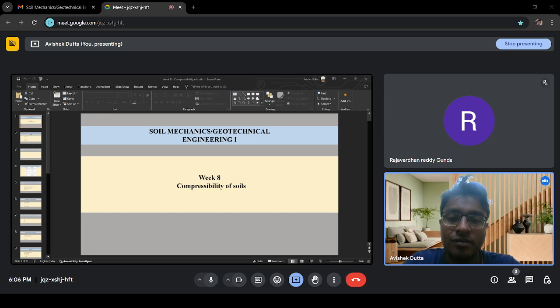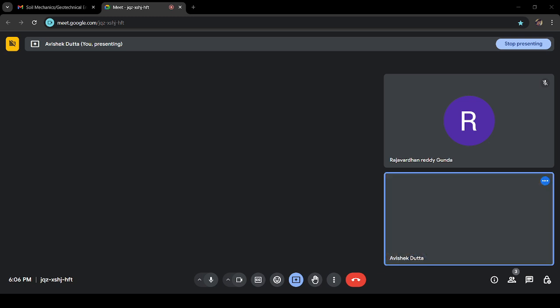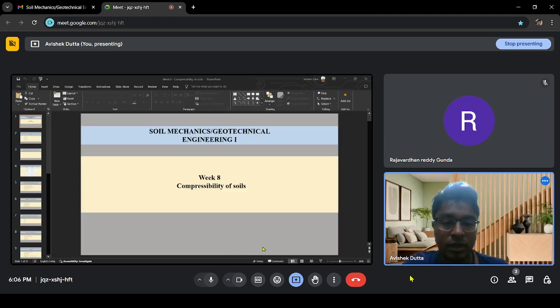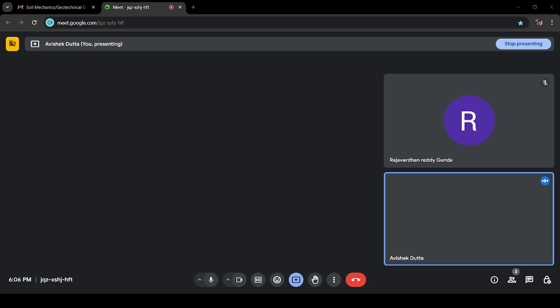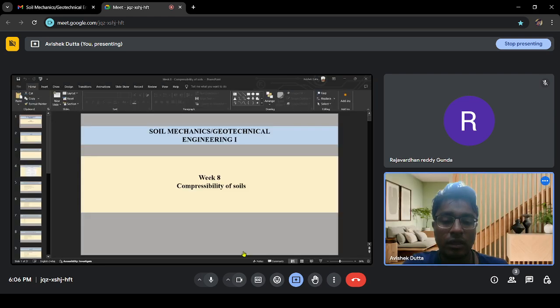In the previous class, the topic of shear strength had been discussed in detail, and in this class the compressibility of soils will be started, which will be continued in the next live session. That has been preponed to the coming Saturday from 5 to 7. In that class, I'll be discussing some more parts of compressibility, consolidation and settlement of soils.